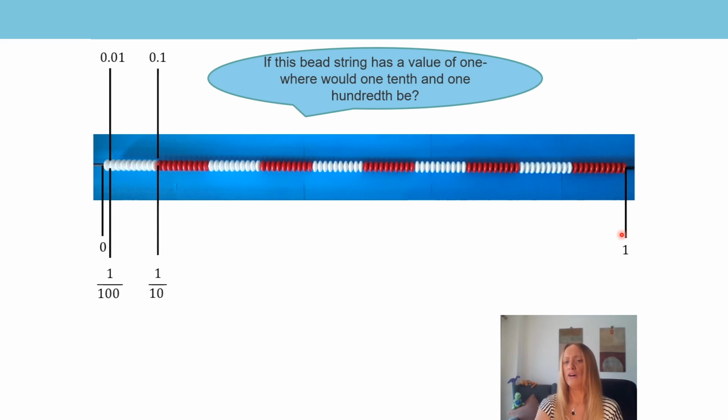But if we look at the whole of the bead string and we look at 1, then we can see that 1 is 10 times the size of 1/10, because we have 10 1/10ths. So 1/10 is a tenth of the size of 1. 1 has been divided into 10 equal parts. And here we can see with 100th, 100th is 100th of the size of 1, and 1 is 100 times the size of 100th. So it's really nice to look at the representation as a linear model as well. So we can really look at the comparative sizes of those fractions.